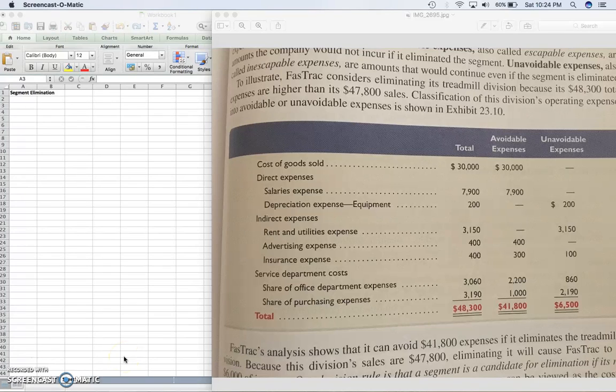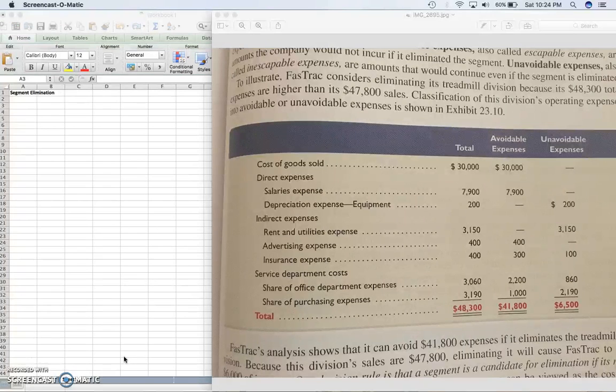Alright, so this video is about segment elimination for managerial accounting, chapter 23. This video focuses on deciding whether to eliminate a department or segment that is performing poorly or whether to not eliminate it. So, we must look at segments' avoidable and unavoidable expenses in order to decide or even begin to consider which segments to eliminate or not.